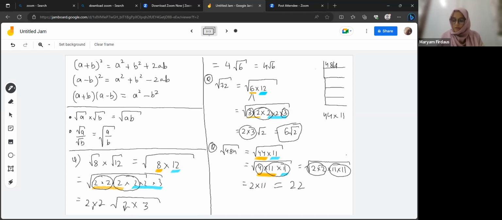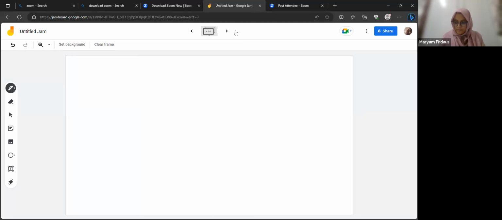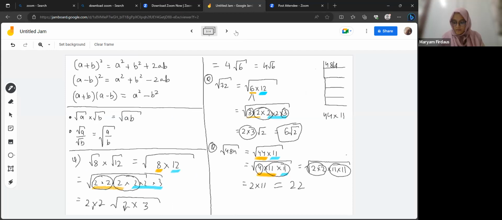Is this clear for all? Yes. Ma'am, I didn't understand the step after the second step. Which part did you not understand? After the second step. Okay, wait a minute. You're talking about this one or this one? No, the one on the right. This one? No, the left one, sorry. This step you didn't understand, from here to here. Yes. Okay.